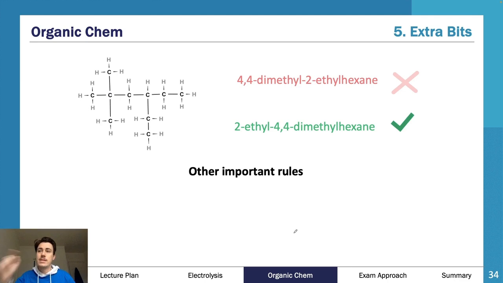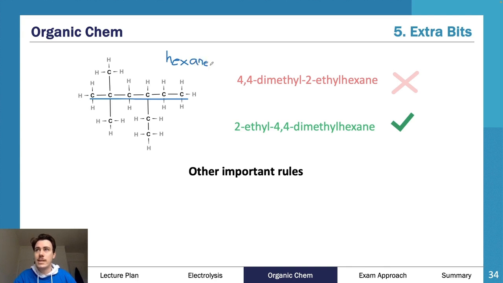So this is a really good example of this alphabetical order. In this case, we've got a scenario where our longest chain is probably this one here. I'd say let's just take that as our longest chain. We have 1, 2, 3, 4, 5, 6. So we're working with hex. I'm fine with that. They're all single bonds, so we're working with hexane. Now you can see the answers to the right, but I just want to go through this manually.